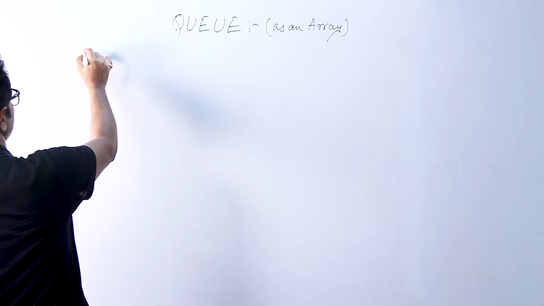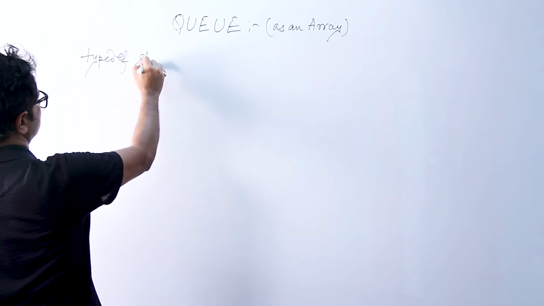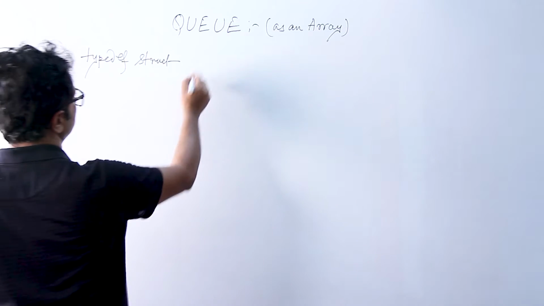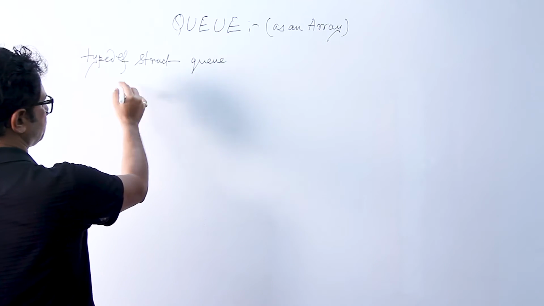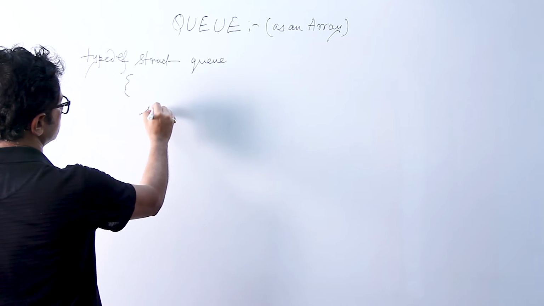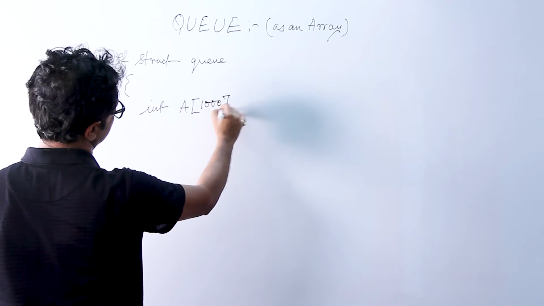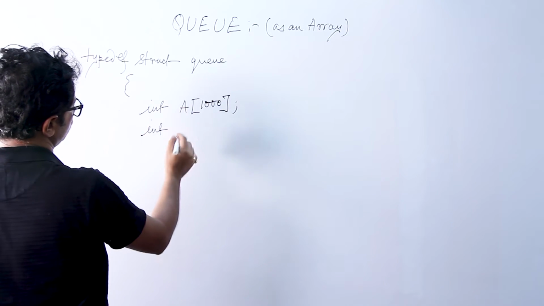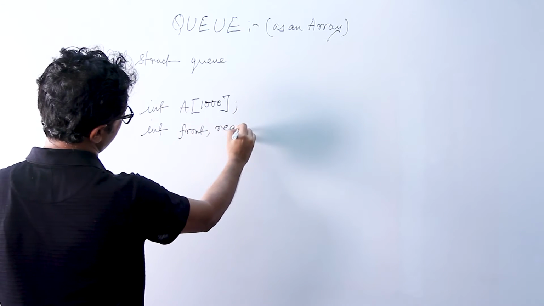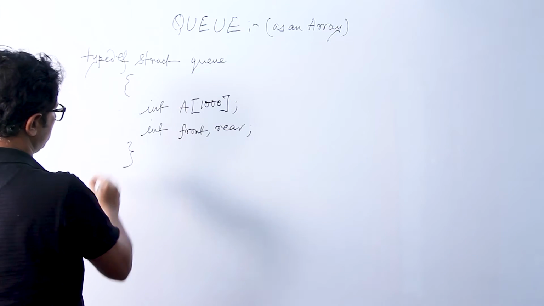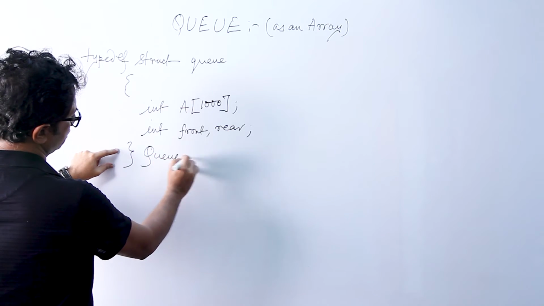Like this, I will first write typedef struct queue, excuse me. Suppose I am taking an array int a[1000] and two integer variables, int front, rear, closing brace, and then write queue.